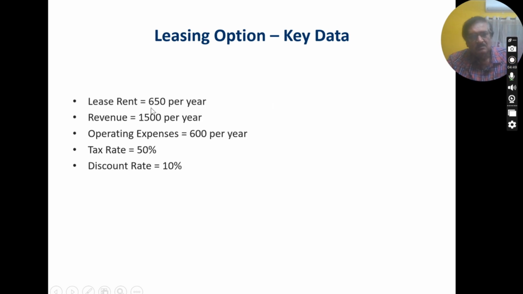Lease rent per annum is rupees 650. This is the expense. And revenue per annum, it is given in the problem, rupees 1,500 per year. Then operating expenses is given rupees 600 per year. Okay. And tax rate is 50% and discount rate 10%. Here it is not required to calculate depreciation, as lease means not the owner of the asset. So these are the key data.